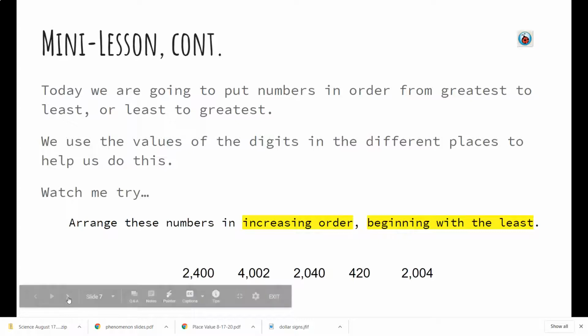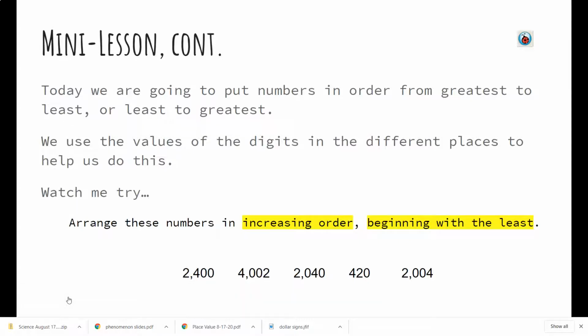Okay, so today we're going to put numbers in order from greatest to least or least to greatest. Now I'm going to show you some different ways you might see that on a test, and you need to be really careful that you pay attention to the order it's asking you to put the numbers in. If it says greatest to least, you're going to start with the biggest number and go down to the smallest number. Or if it says least to greatest, you're going to start with the smallest number and go up to the biggest number. Now, just like with comparing, we use the values of the digits in the different places to help us do this, okay?